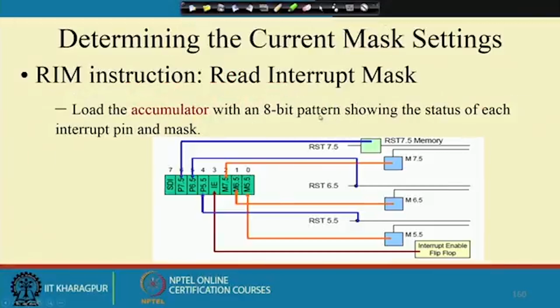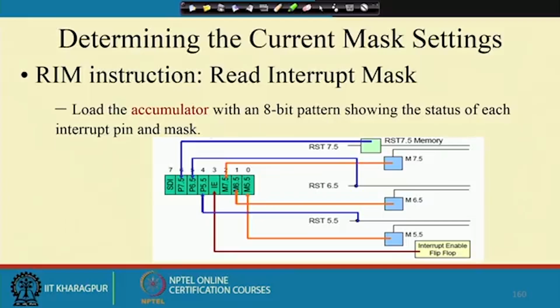Next, sometimes we would like to see what the current mask setting is, because maybe we do not want to disturb the current mask setting, only change a bit. We do not want to put in a completely new setting, but just change one bit. For that purpose, there is another instruction called RIM, which reads as read interrupt mask. It will load the accumulator with an 8-bit pattern showing the status of each interrupt pin and mask.